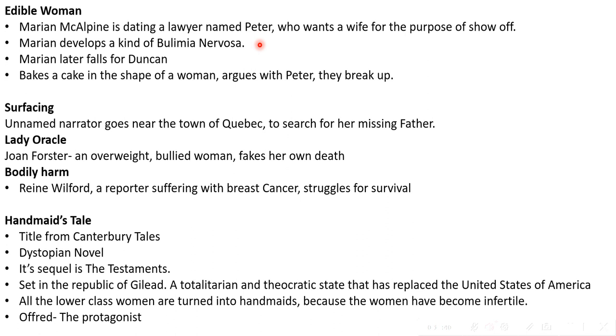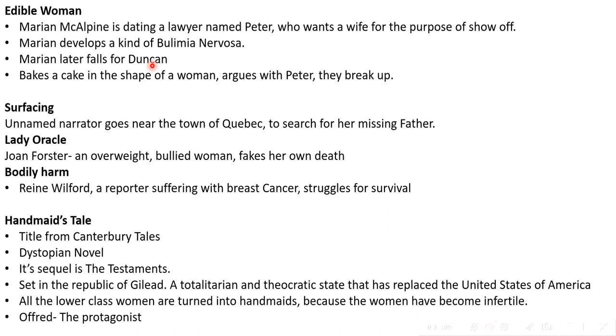Due to this, she starts hating Peter and gets irritated by him, and Peter keeps on doing the same thing. He tries to capture her. He tries to dictate to her. Because of that pressure, she starts falling in love with a silly man, you can say, Duncan. Okay, he's not very smart. He's a very simple man. So she starts falling for him.